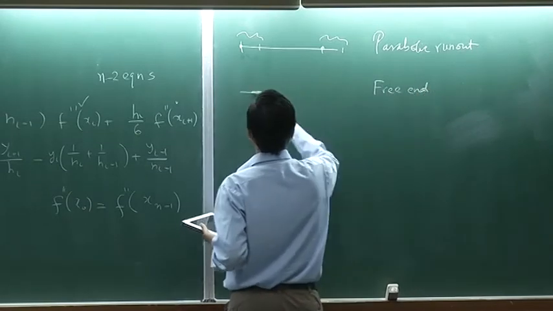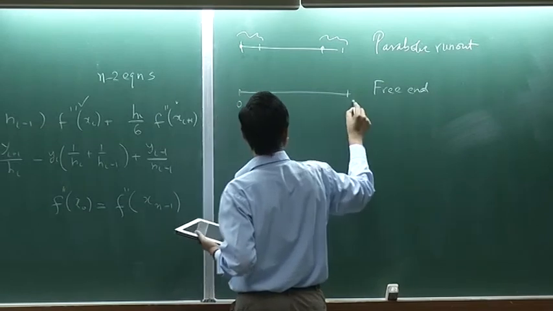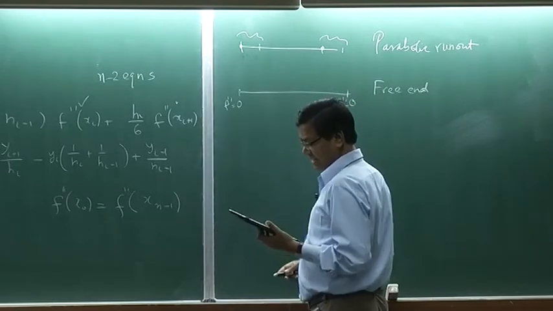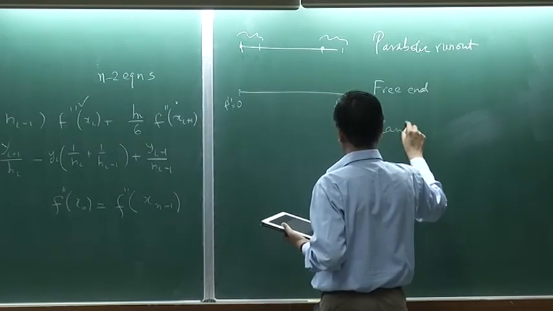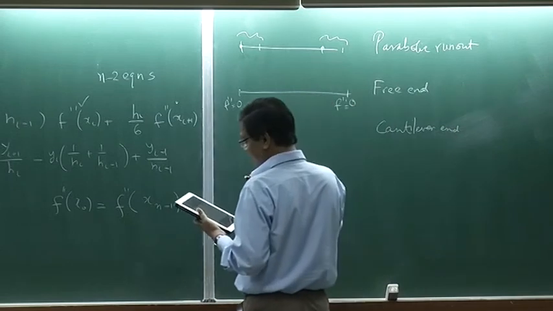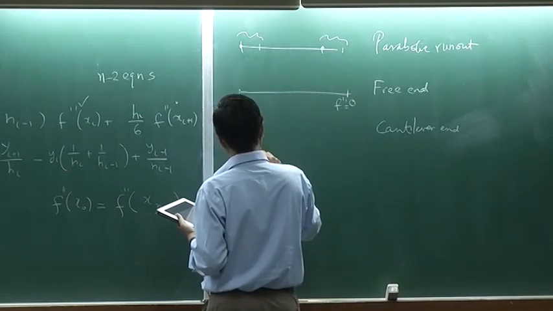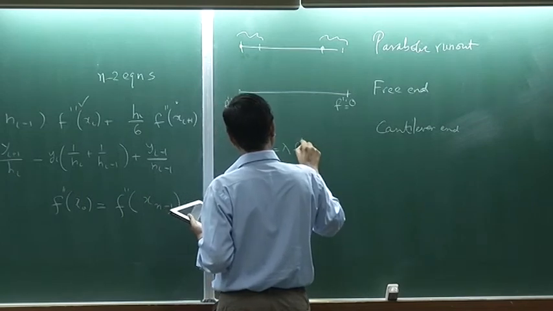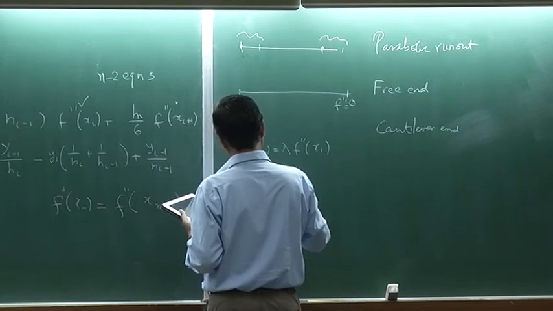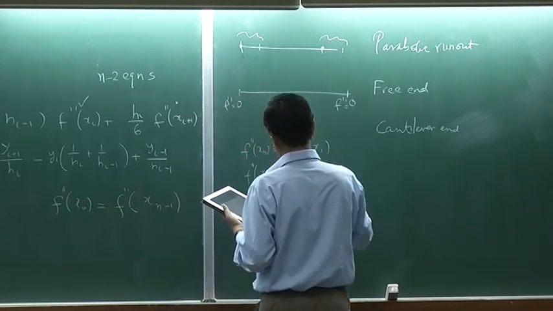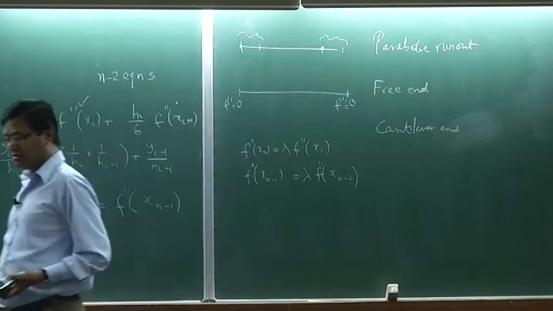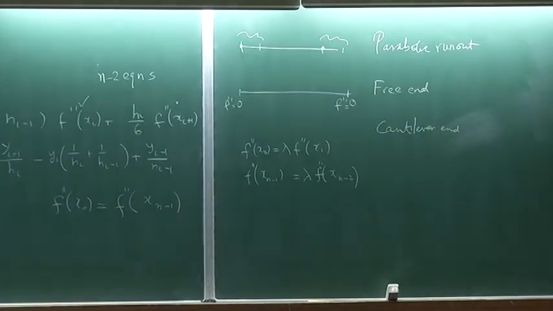For the free end, these 2 points have 0 double derivative. f double prime is 0 here. And there is something called the cantilever end. There I assume that f double prime x0 is lambda times f double prime x1. So except for the periodic case, we need 2 conditions. For the periodic case, we need only 1 condition.